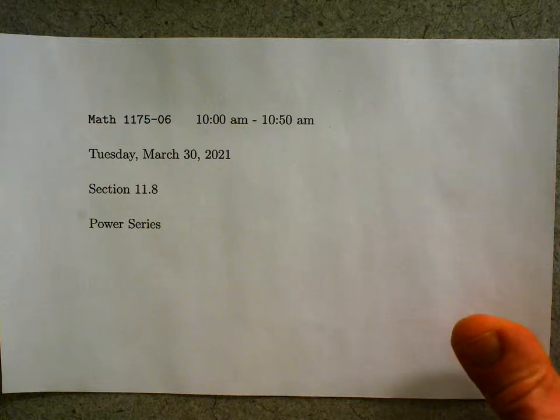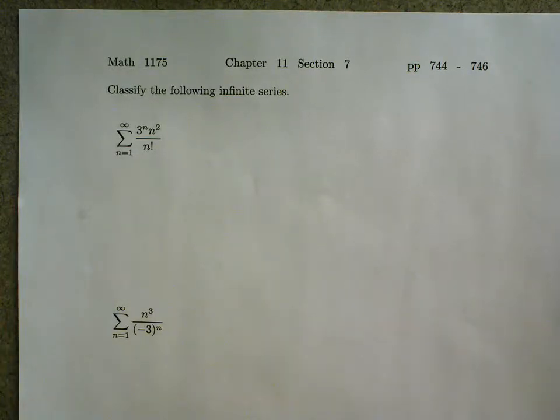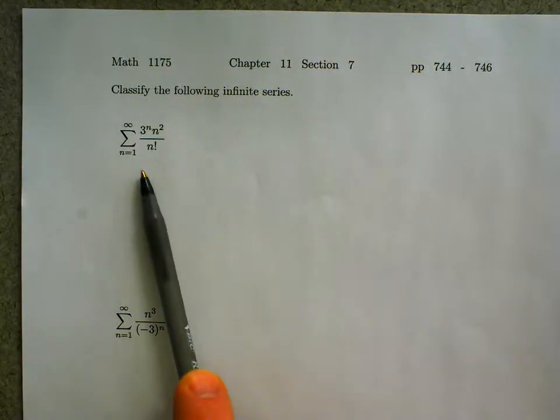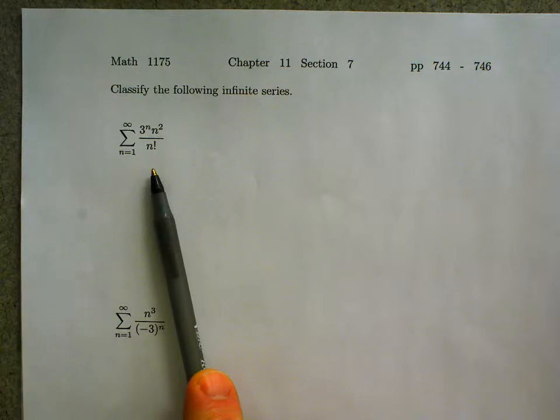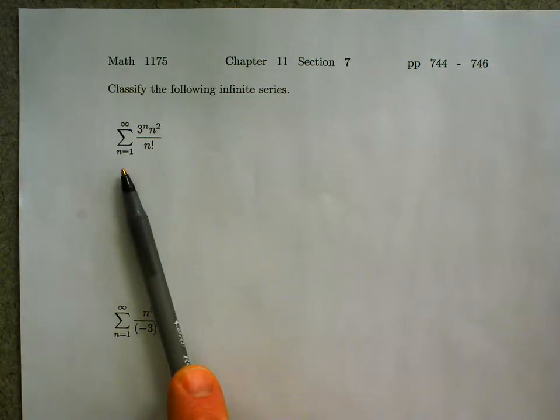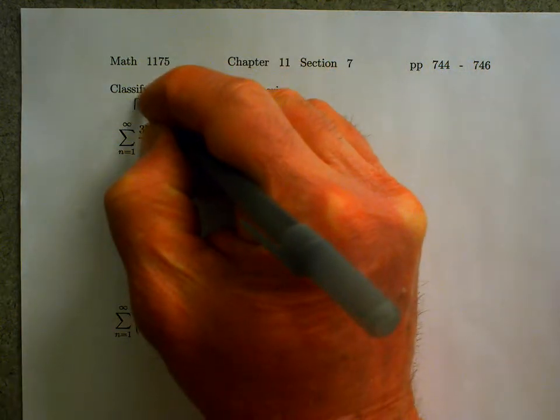We may start section 11.8 on power series later today, but first we'll finish section 7. So we'll see if we can determine if a number of infinite series converge or diverge. For this one, the terms of the series are 3 to the n times n to the second divided by n factorial, and n ranges from 1 to infinity. On this one, let's try the ratio test.